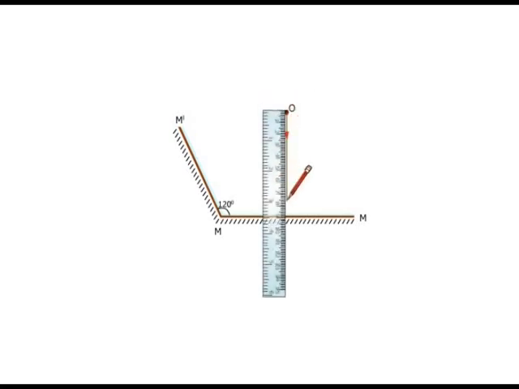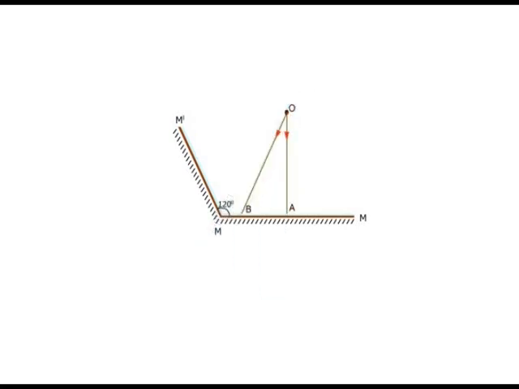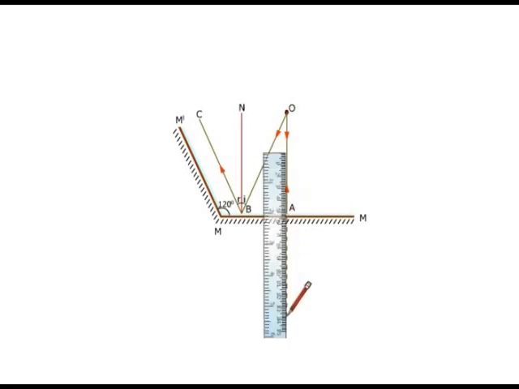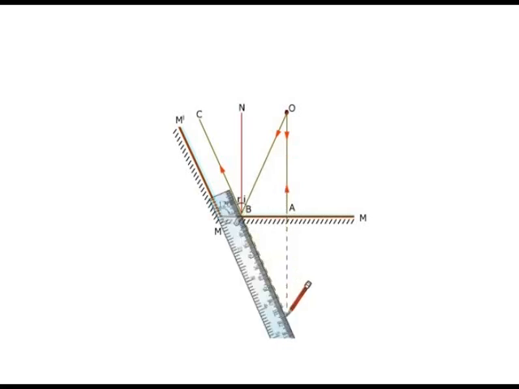Let OA and OB be the incident rays on the mirror from O. OA, being perpendicular to the mirror, retraces its path, whereas OB gets reflected along BC according to the laws of reflection. Now extend the reflected rays AO and BC backwards. An image is formed at O1, the point of intersection of the reflected rays.